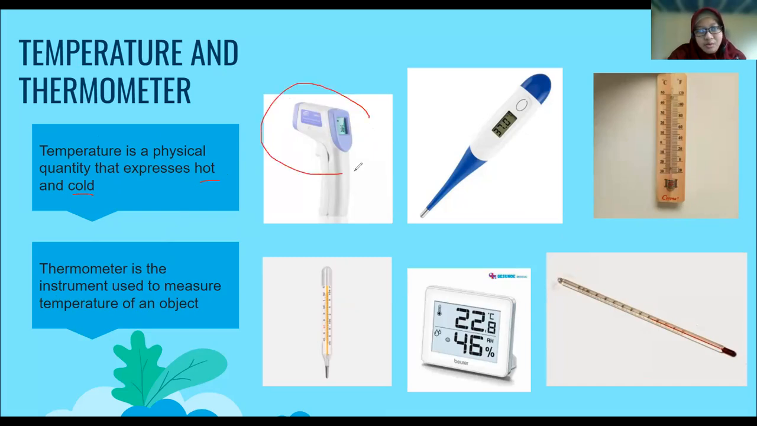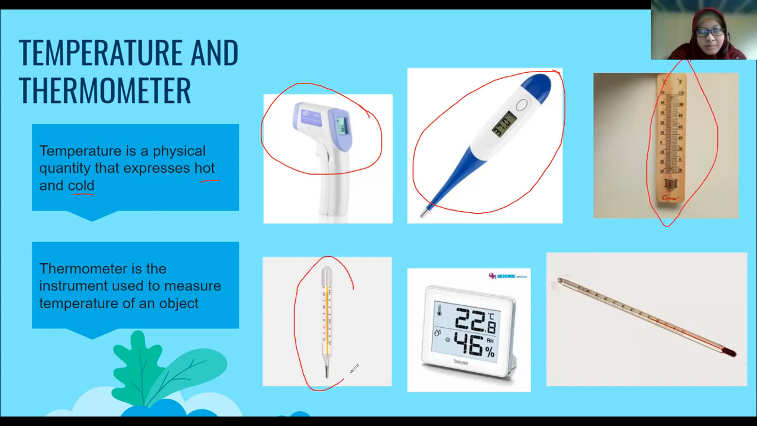Okay, so this is a thermogun. I am sure you are familiar with this one. And this one, the body thermometer, you've got on your own, I mean, each of you. And then this is the wall thermometer. And then this is also a body thermometer. And for this one, it's a room thermometer. And this one is the laboratory thermometer or the glass thermometer. We have used this one before, right?